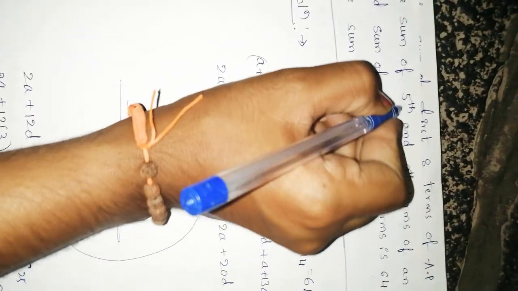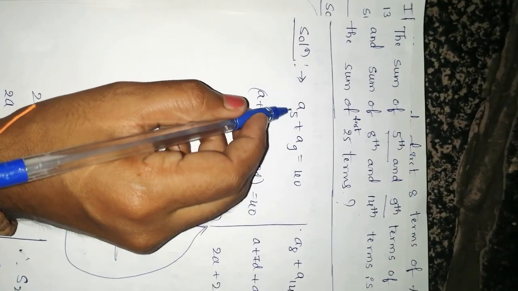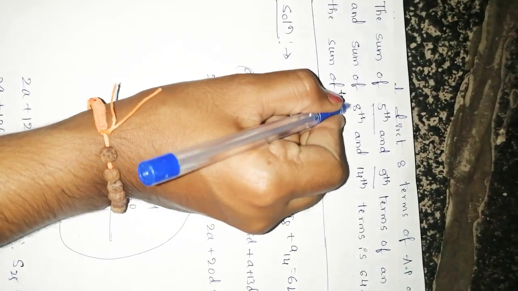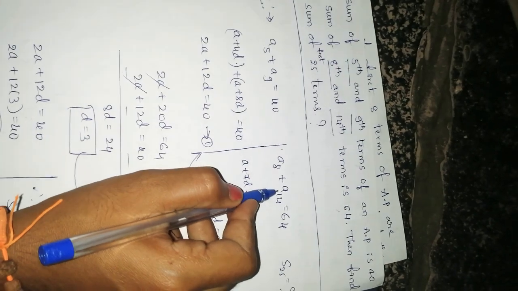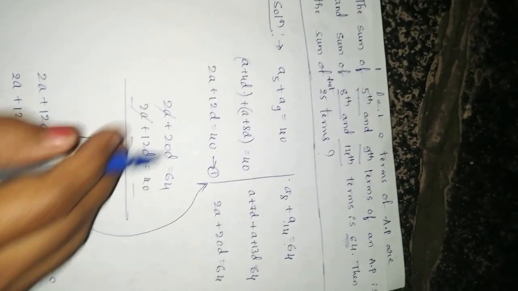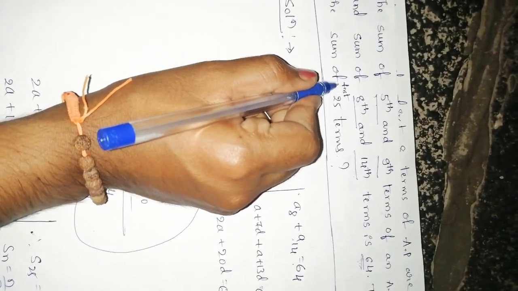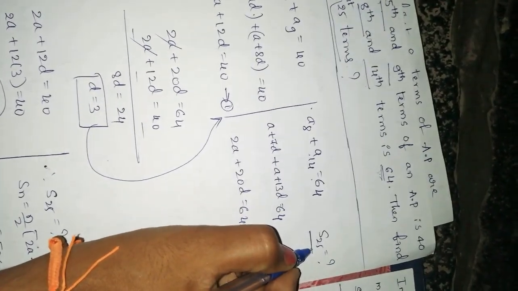See, they have mentioned the sum of 5th and 9th term. The 5th term is A5, the 9th term is A9, that is 40. And the sum of 8th and 14th: the 8th term is A8 and the 14th term is A14, that is given as 64. You write all the given data. They ask you to find the sum of first 25 terms. Sum means Sn, so you need to find S25, not A25.